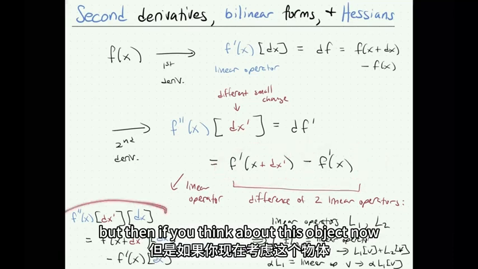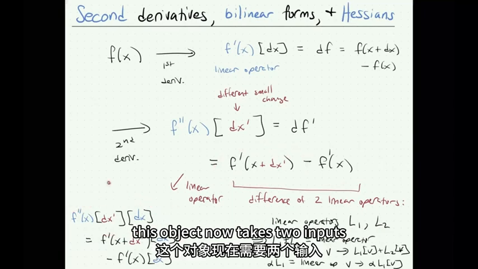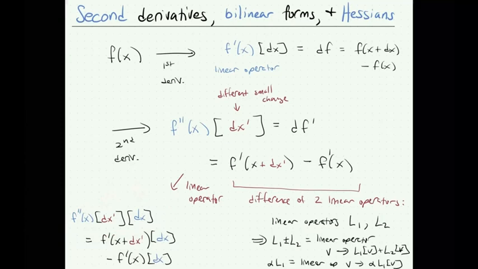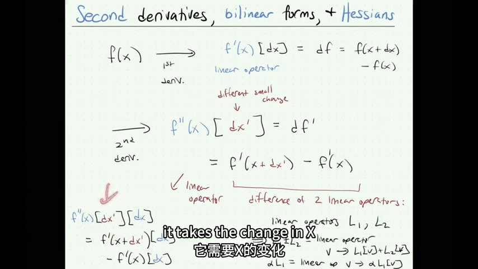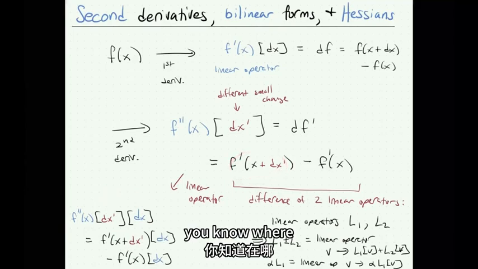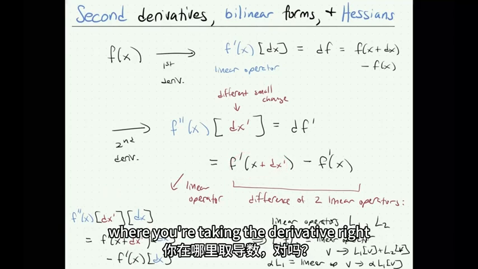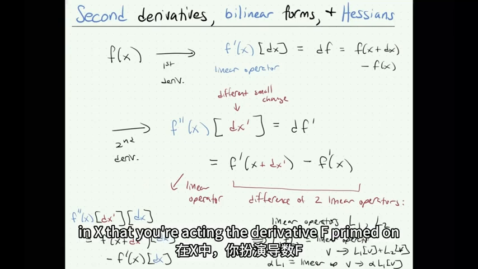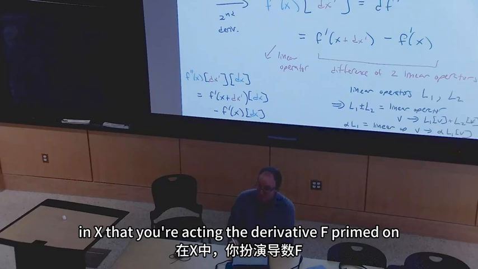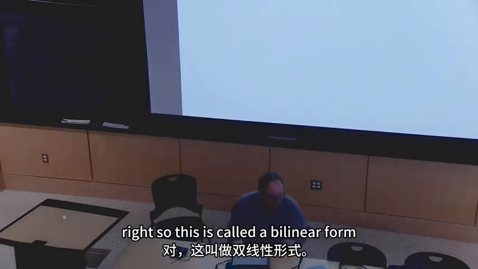But if you think about it, this object now takes two inputs. It takes the change in x, where dx prime is the change in where you're taking the derivative. And then the second one, dx, is the change in x that you're acting the derivative f prime on. So this is called a bilinear form.